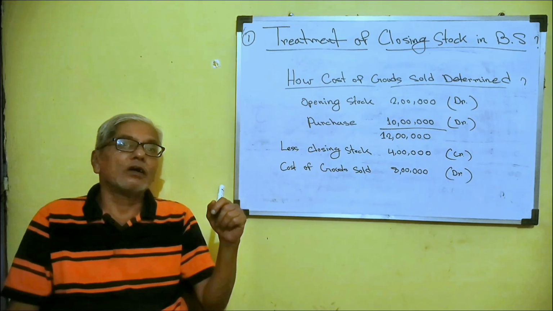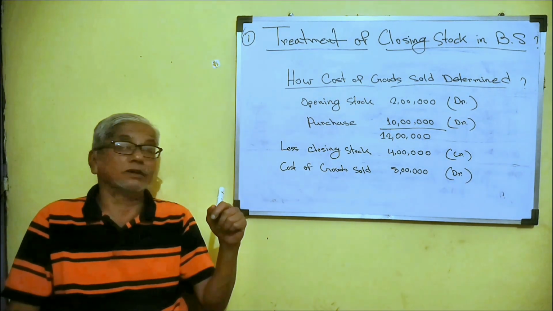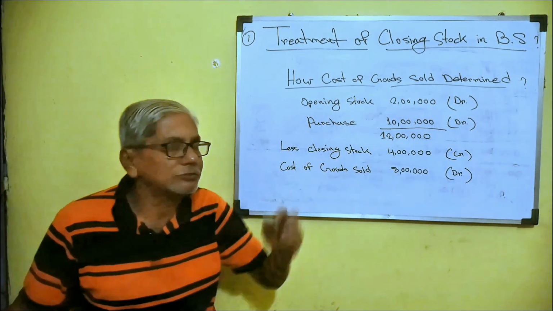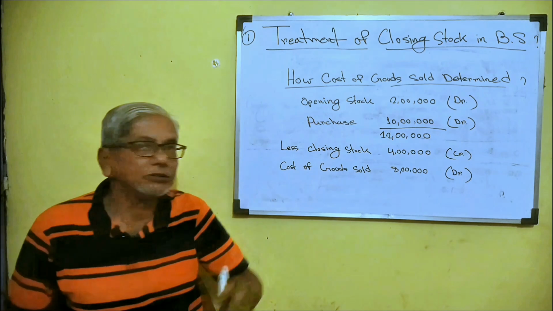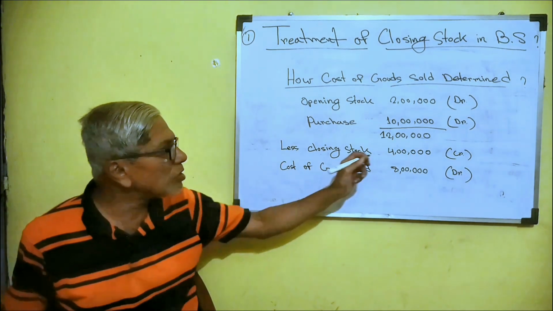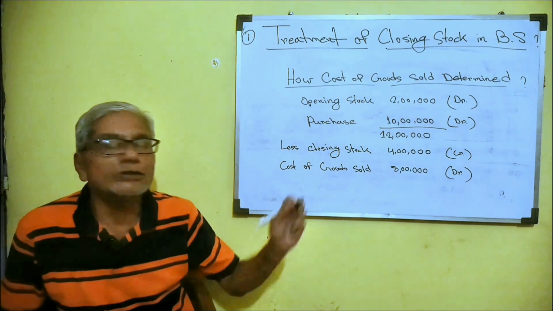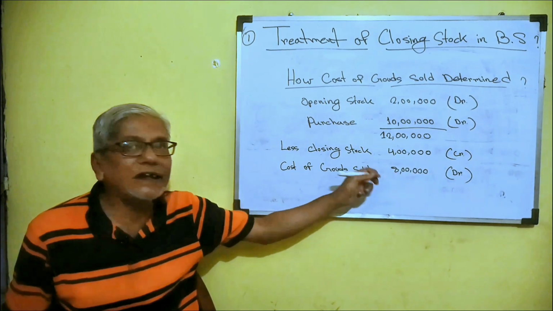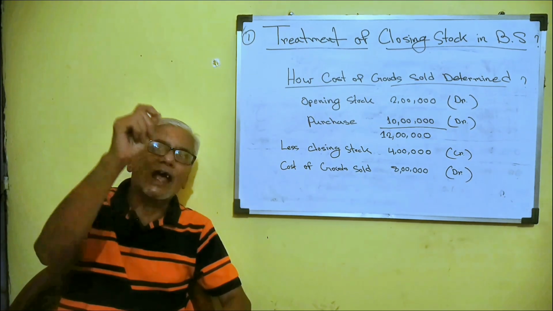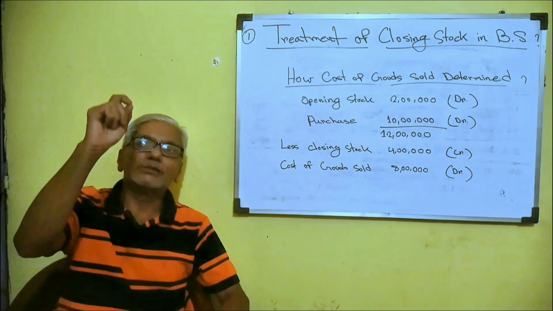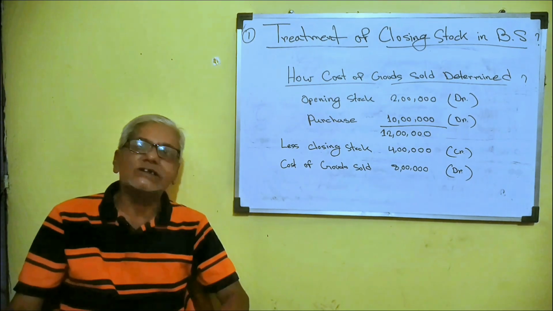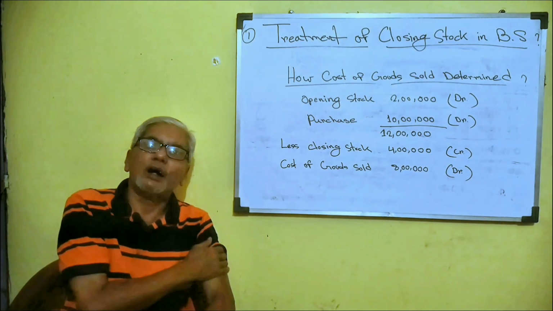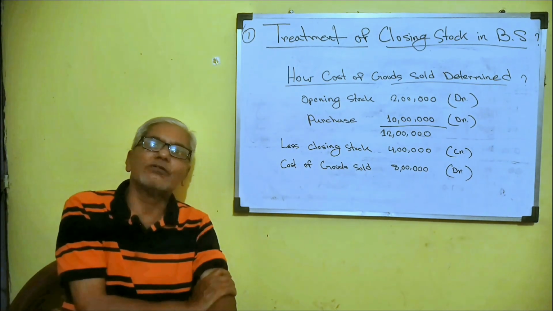Let me show you how the cost of goods sold is determined. You see opening stock how much? 2 lakhs. This is debit. Purchase 10 lakhs debit. Total debit 12 lakhs. Closing stock 4 lakhs credit. Cost of goods sold how much? 12 lakhs total debit minus 4 lakhs credit is 8 lakhs. As I told you earlier, the profit per vehicle is coming 25,000 each. So 4 into 25,000 equals 1 lakh.